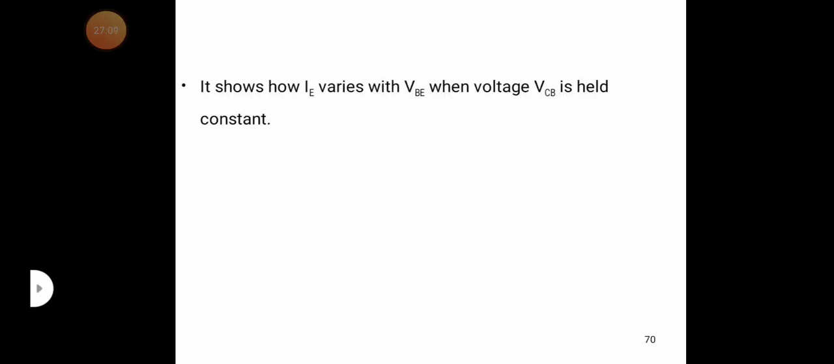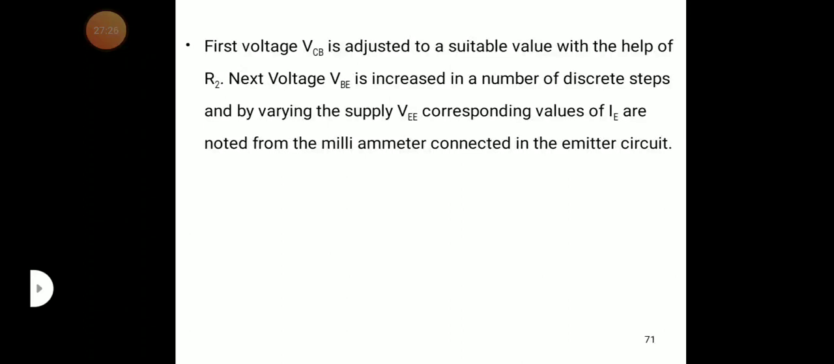It shows how IE varies with VBE when voltage VCB is held constant. First, voltage VCB is adjusted to a suitable value with the help of potentiometer R2.